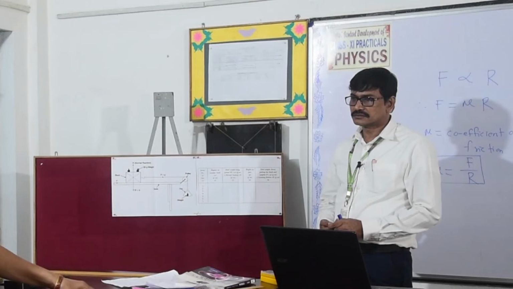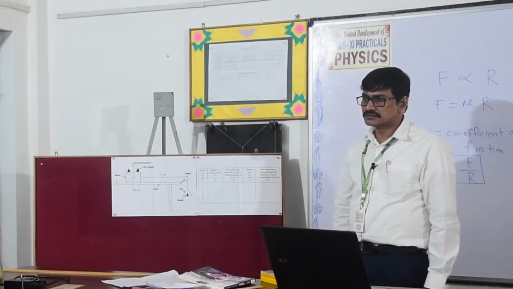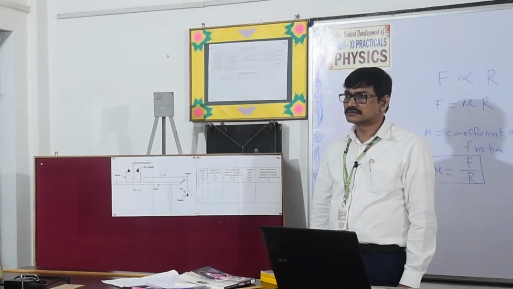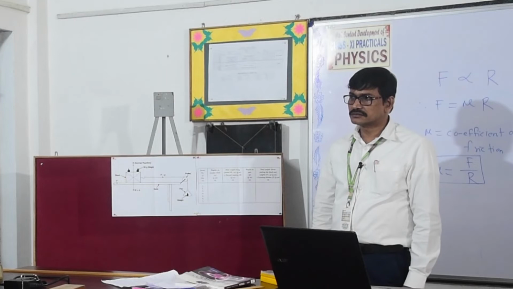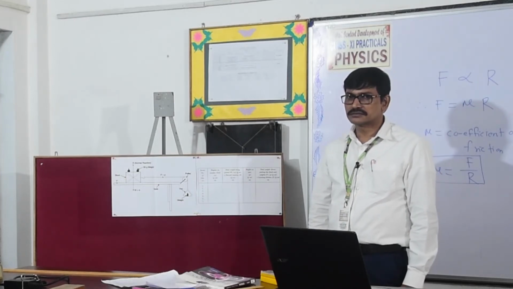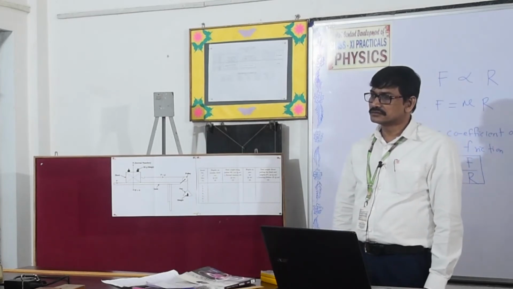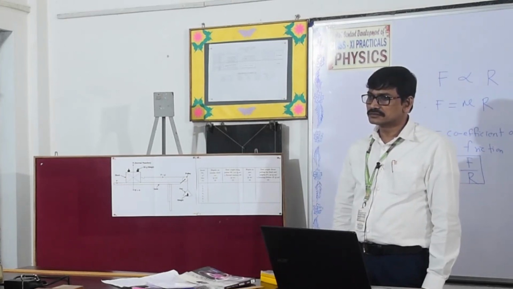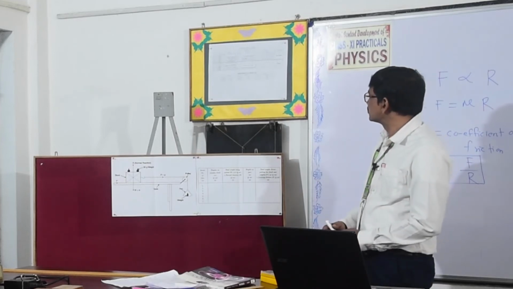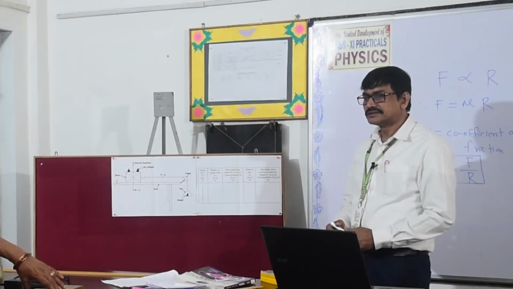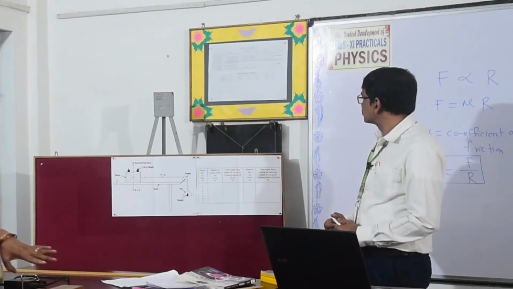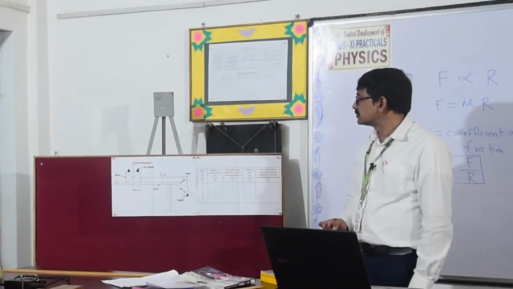Then we will measure the weight of the wooden block using a digital balance. It comes to around 48 gram weight. Next, the weight of the pan is around 16 gram weight. While putting the pan, we have to take care that the thread should not touch the edge of the table, otherwise additional friction will be applied here.